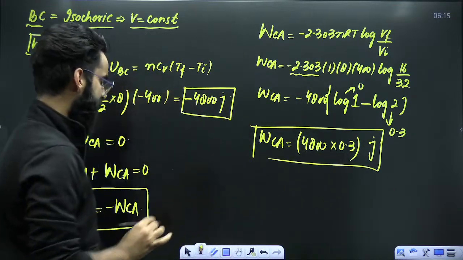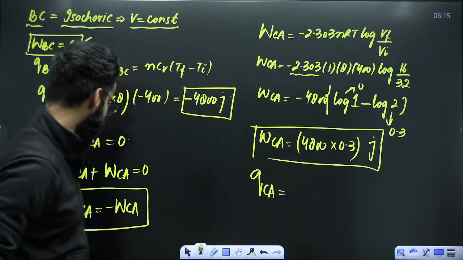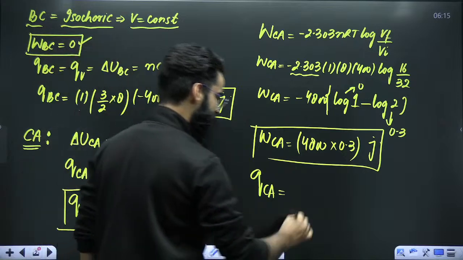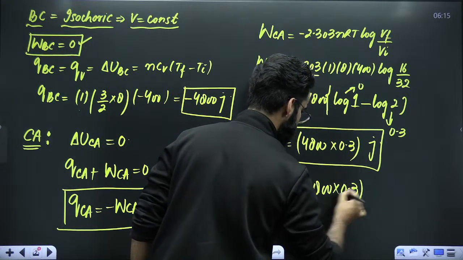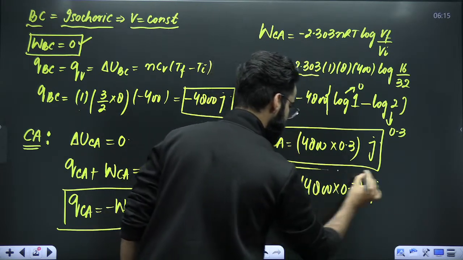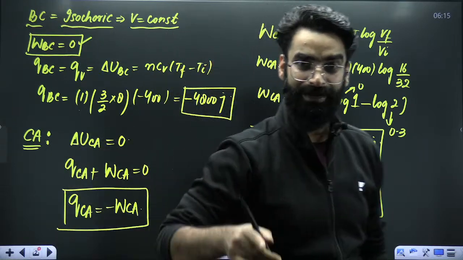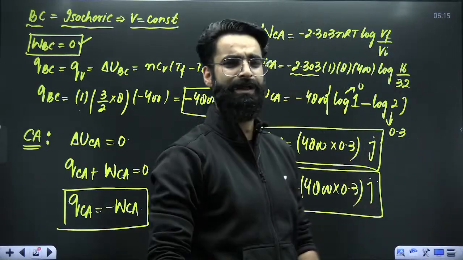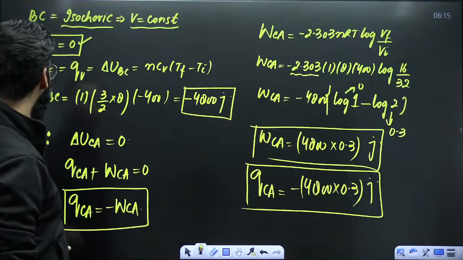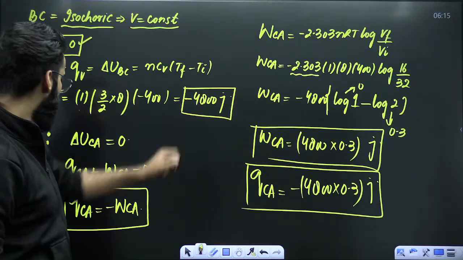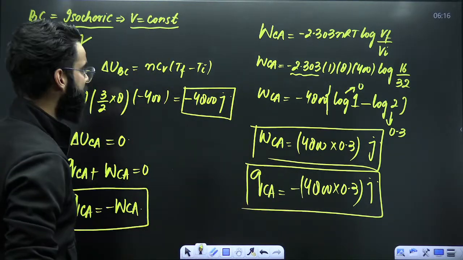WCA you got. If you got WCA, that means QCA, you just have to reverse the sign. You just have to reverse the sign, right? So it's going to be minus 4800 multiplied by 0.3 joules. This is the value of QCA as well. So you have analyzed all the process in detail. AB process you analyzed, BC you analyzed, then CA you analyzed. Perfect. You got the value of QAB. You got the value of QBC, right? You got the value of QCA. Similarly, WAB, WBC, WCA, all the things you got.